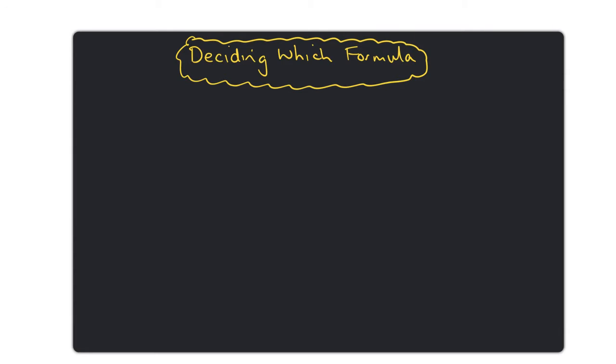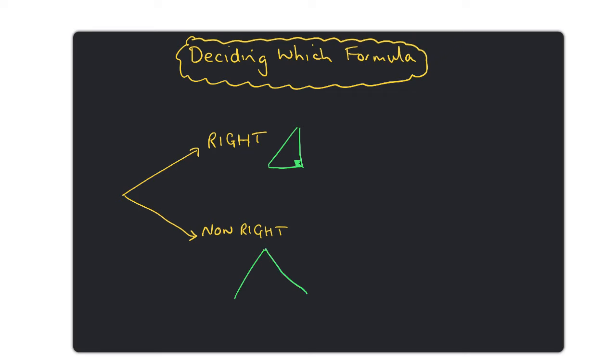So when working out trigonometry questions, you're going to decide which formula to use. What you've got to do to begin with is decide whether it's a right triangle or a non-right triangle. And of course, a right triangle looks like this because it's got a right angle in it, and you've got to see that little thing in there. A non-right triangle will obviously not have a right angle.